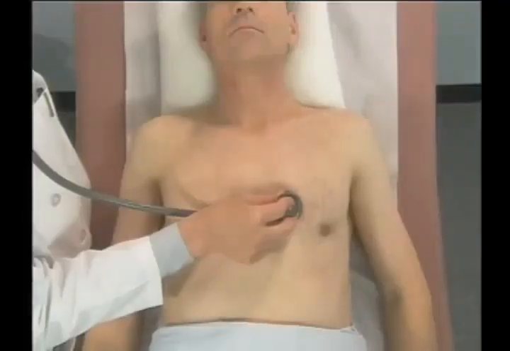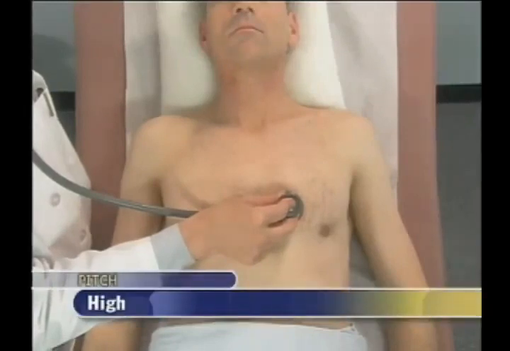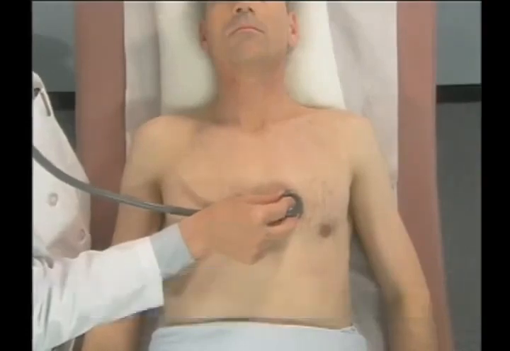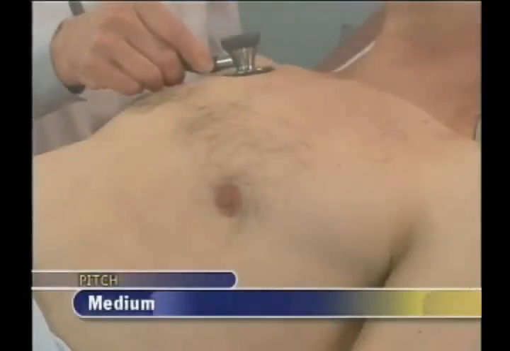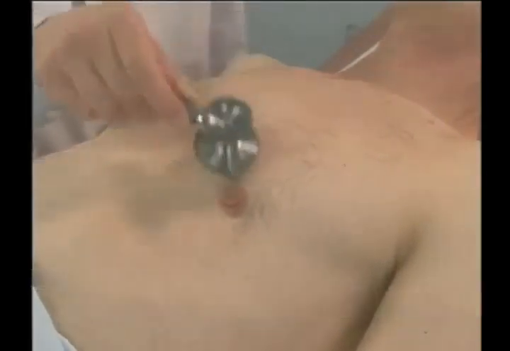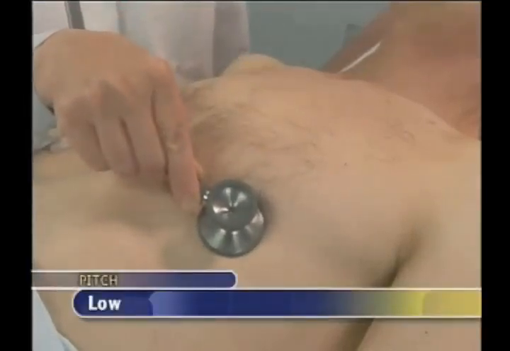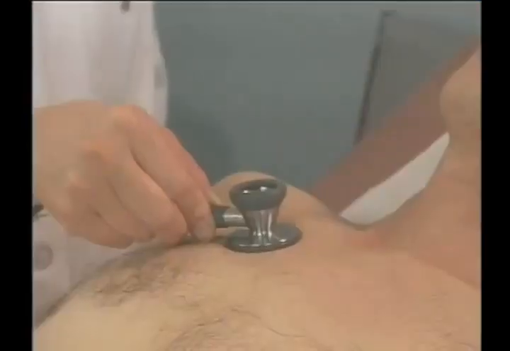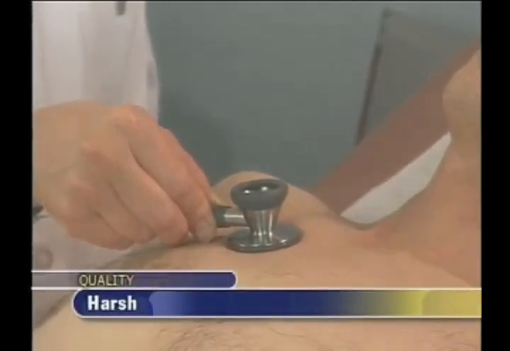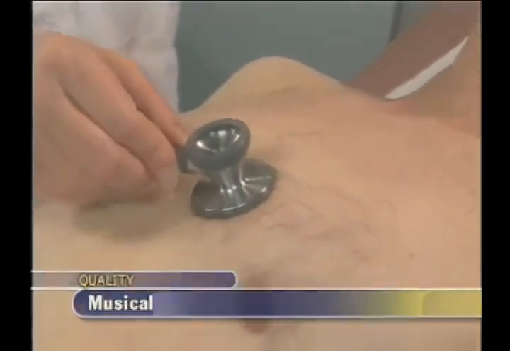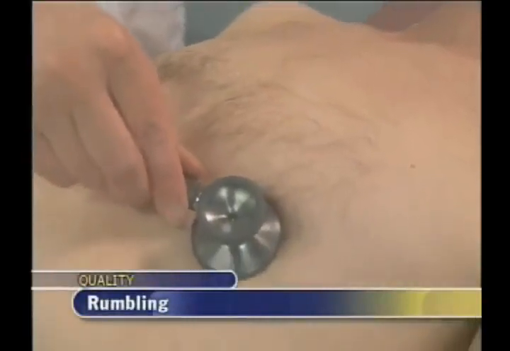The pitch of murmurs is categorized as high, medium, or low. The quality of a murmur is described in terms such as harsh, as in aortic stenosis, blowing, as in aortic regurgitation, musical, and rumbling, as in mitral stenosis.